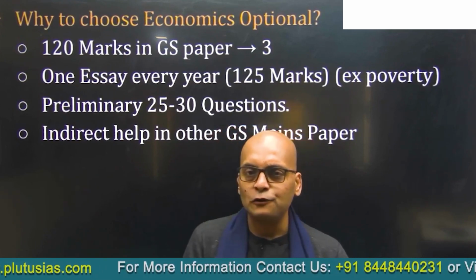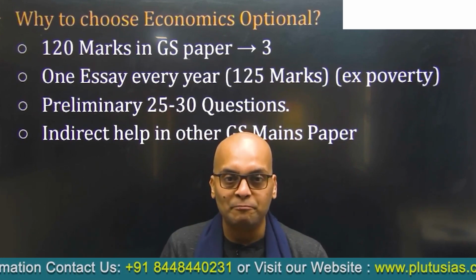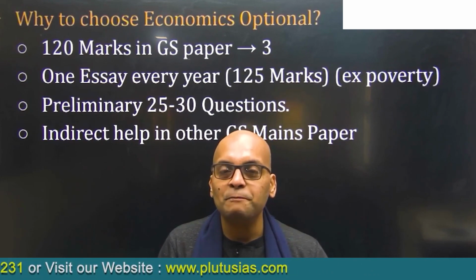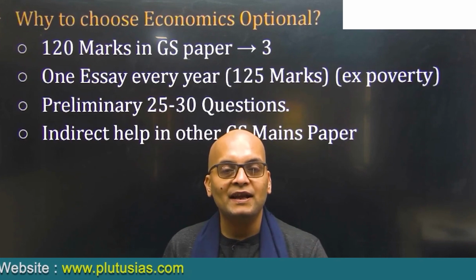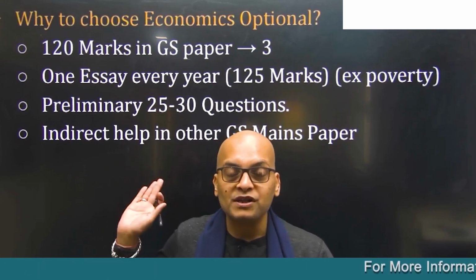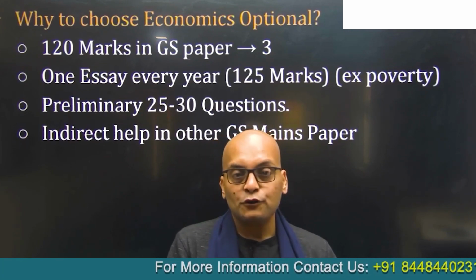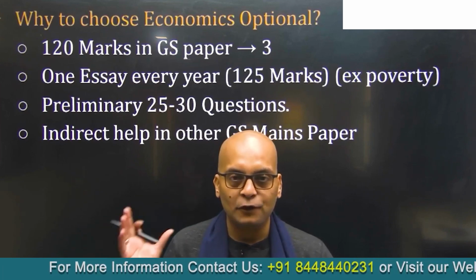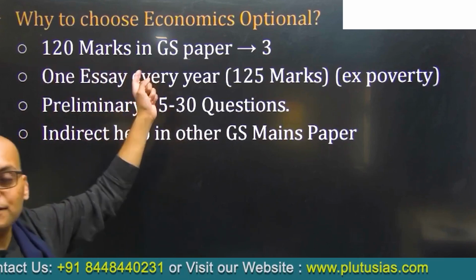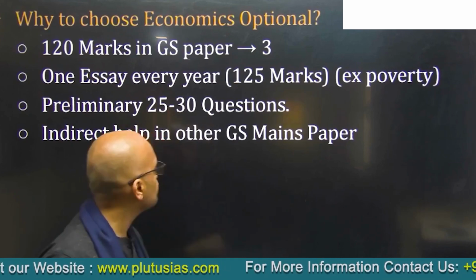If you take economics as an optional subject, and if we observe the trend in the past year papers of economics, in your prelims a huge help will be provided to you. Why? Because in prelims Indian economy is asked, and paper 2 of optional is totally based on Indian economy. So in prelims there are 20 to 25 questions from Indian economy. Second point, in your GS paper 3, 120 marks come directly from the economics section.